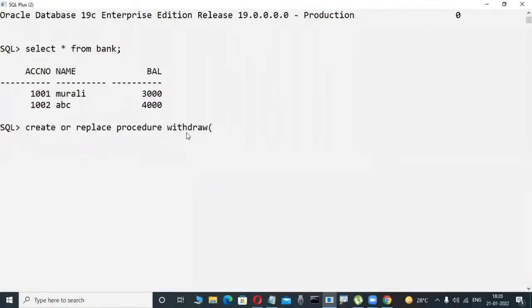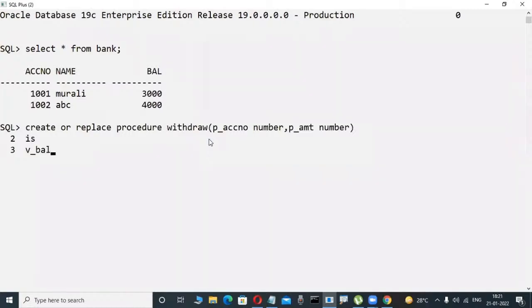Now here, create or replace procedure withdraw. Suppose I'm passing an account number. Okay, fine. Account number I'm passing. Amount I'm also passing, because I try to withdraw, same like the ATM card. And here I'm passing an amount. Okay. Now some coding is there.